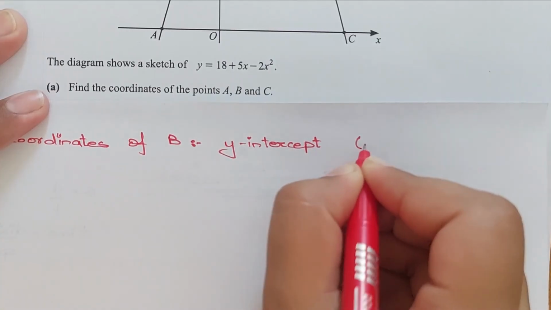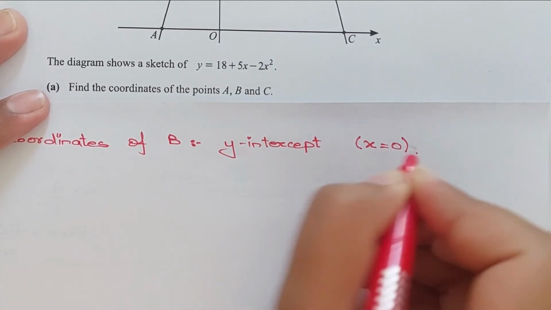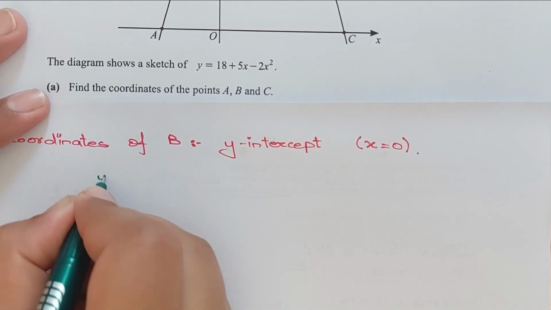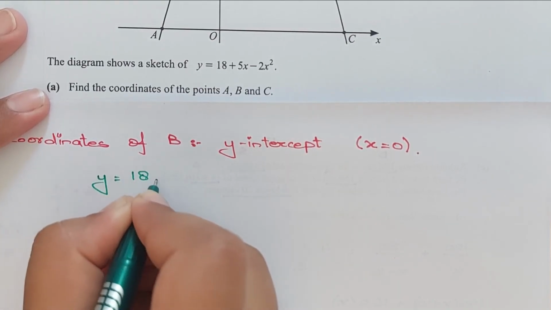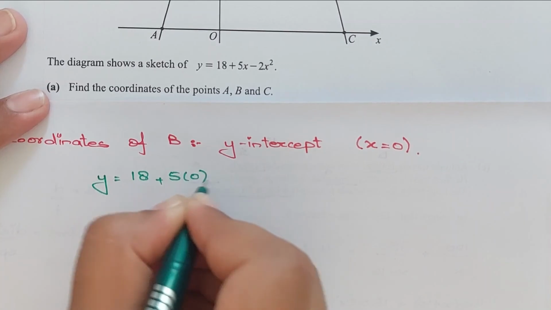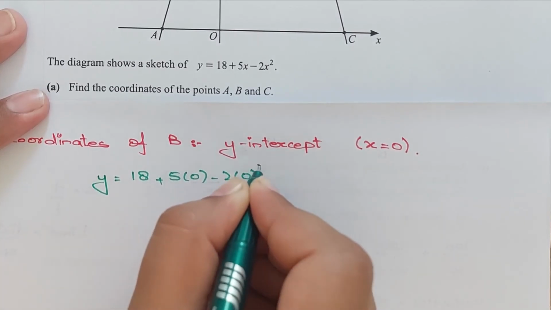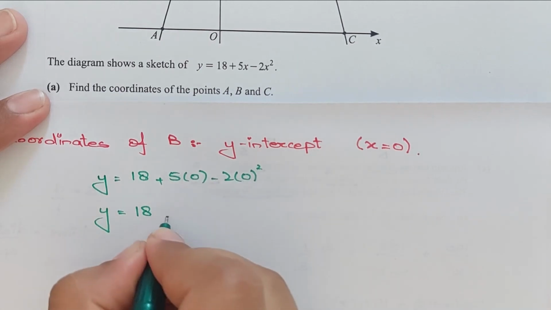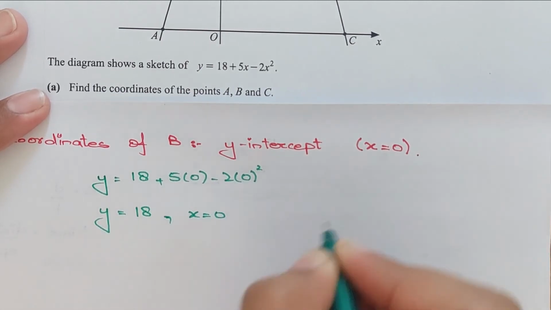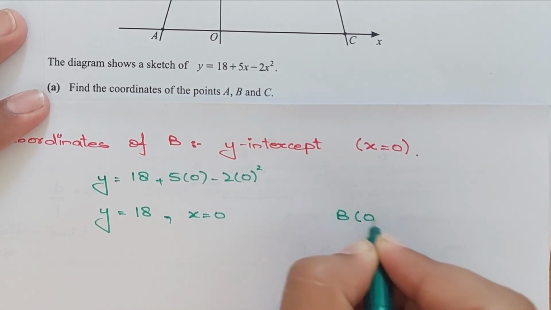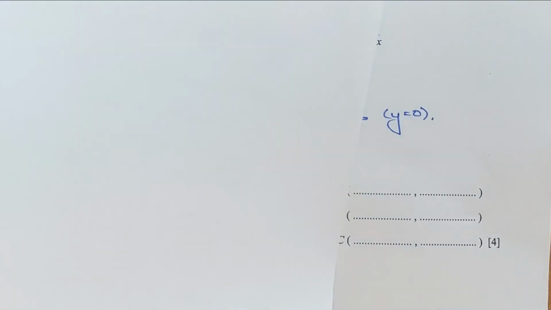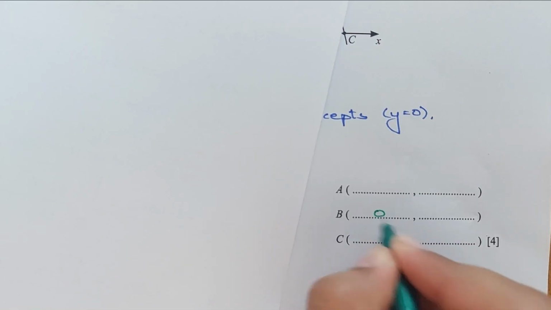So for the y-intercept, we have to put the variable x equals to 0 and solve for y. All right, so what is y? y equals to 18 plus 5 into 0 minus 2 into 0 square. So y equals to 18, all right, and x equals to 0. So the coordinates of B are 0 and 18. Let me write this down. B is 0 and 18.